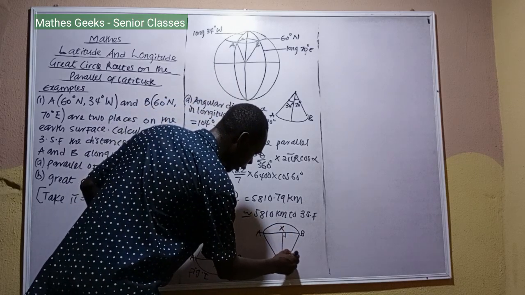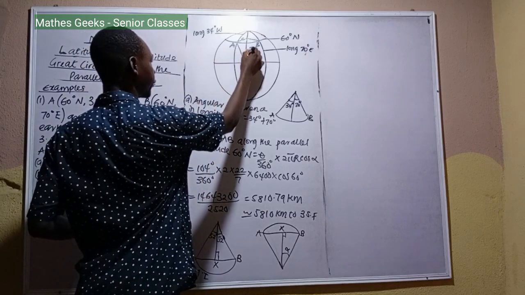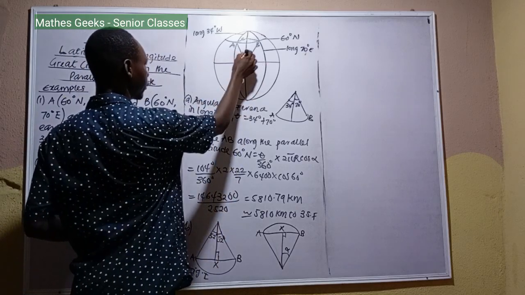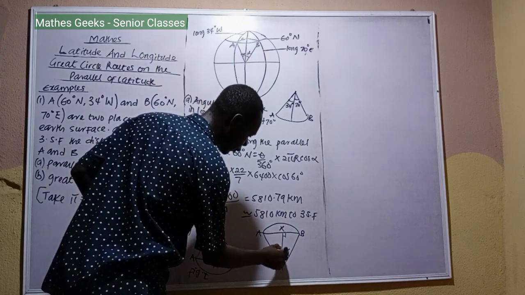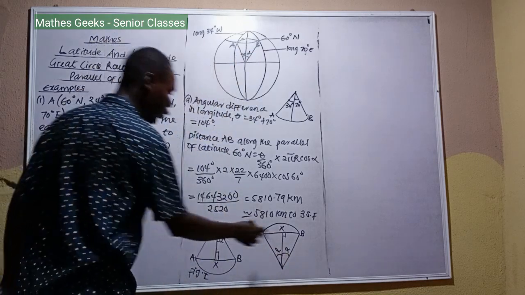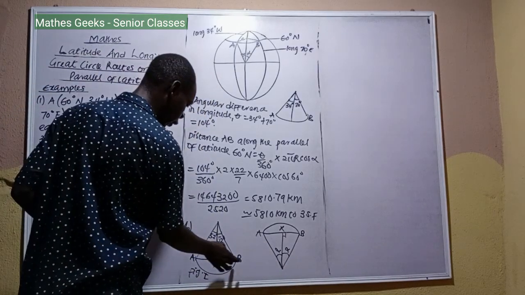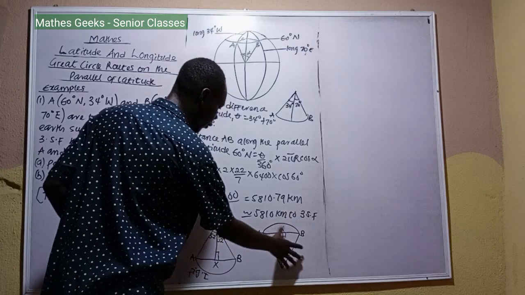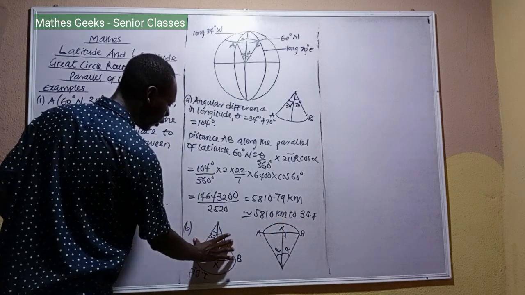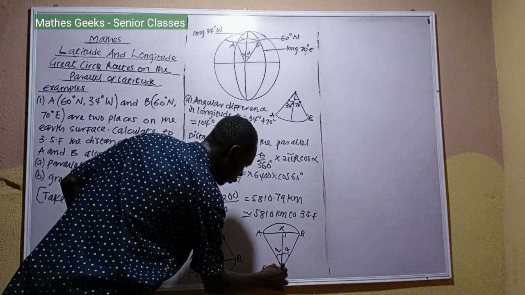So let's call this angle alpha, and this angle here is the same thing, alpha, which together, alpha plus alpha, will give us 2 alpha. So we need information here to help us get the distance AB along the great circle route. This is the great circle route, this is the parallel of latitude. Alright, so let's call this figure 2.